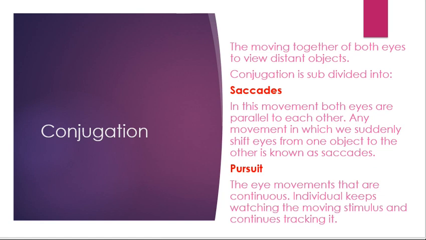Any movement in which we suddenly shift our eyes from one object to the other is known as saccade. For example, the movement of the eye during reading a book falls under saccade, where both eyes are parallel to each other. They jump together from one point to the other in the visual process. This is saccade, in which both the eyes work parallel and they jump together from one point to the other.